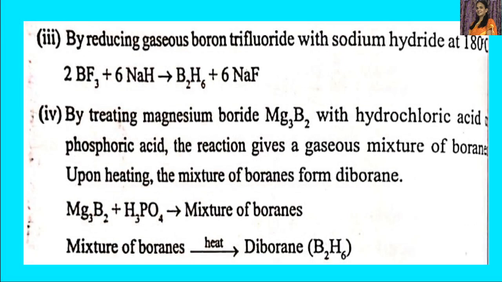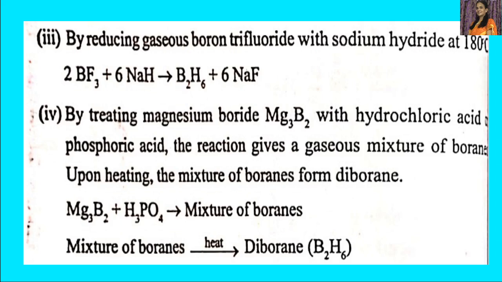Now the third preparation: reducing gaseous boron trifluoride, BF3, with sodium hydride at 180 degrees centigrade. At 180 degrees centigrade, boron trifluoride is reduced with sodium hydride, NaH, to give B2H6, and the other product obtained is sodium fluoride, NaF. So BF3 plus NaH gives B2H6 plus NaF.